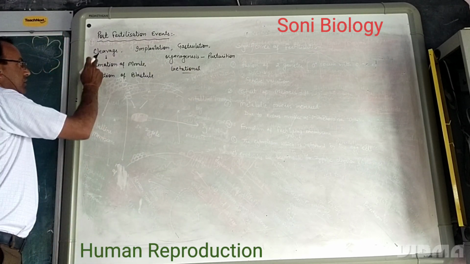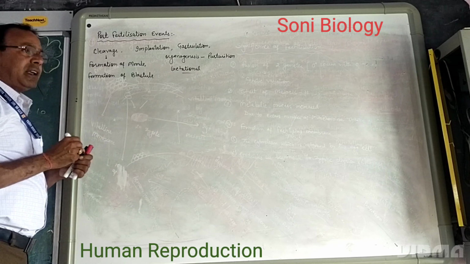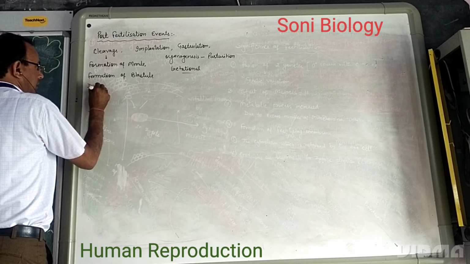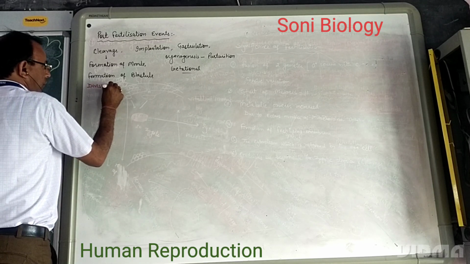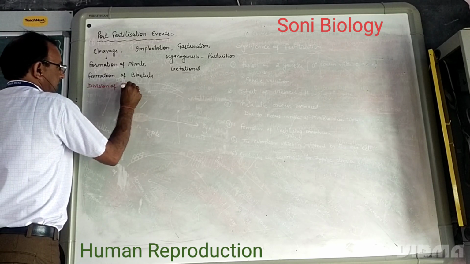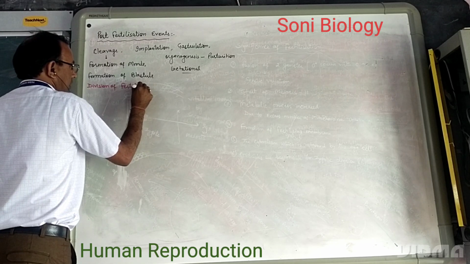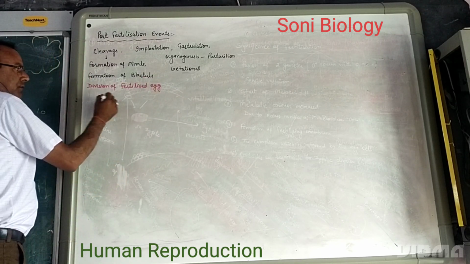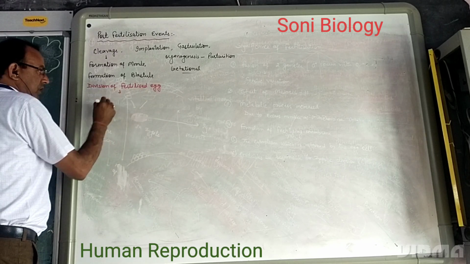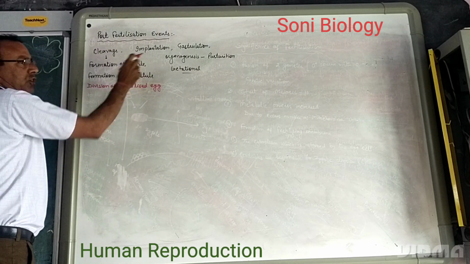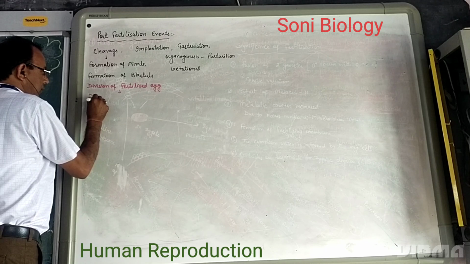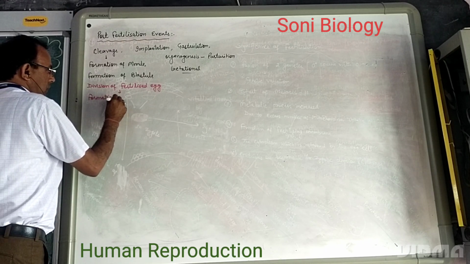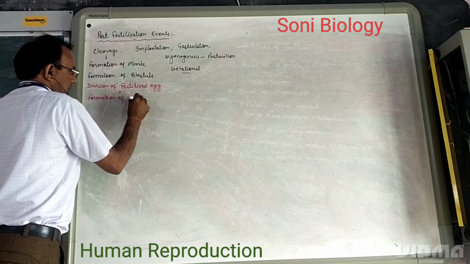In this part we will discuss cleavage. What do you mean by cleavage? It means division of cell, division of the fertilized egg. And as the fertilized egg divides, firstly it forms the morula, formation of morula.